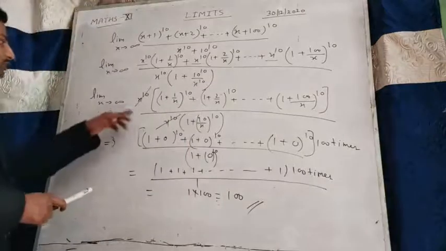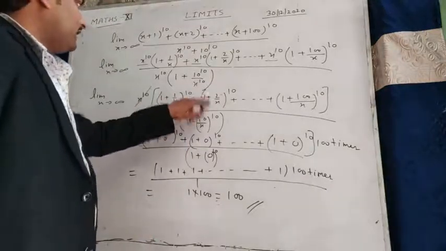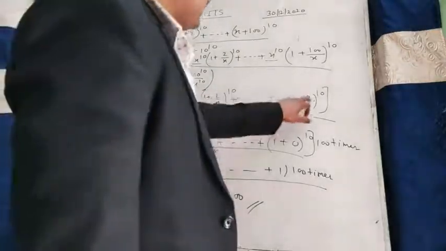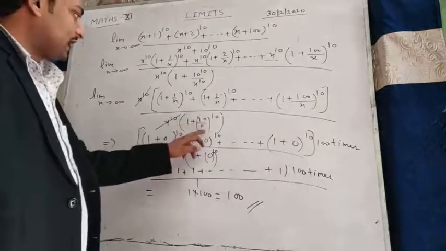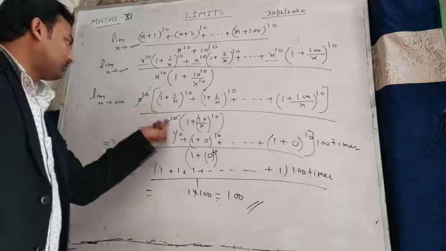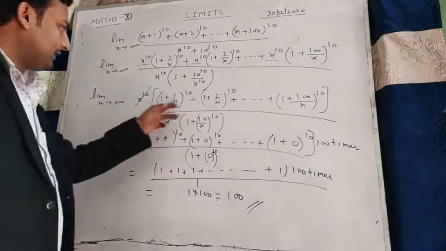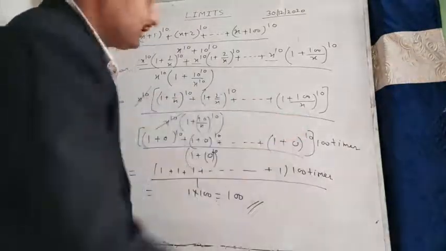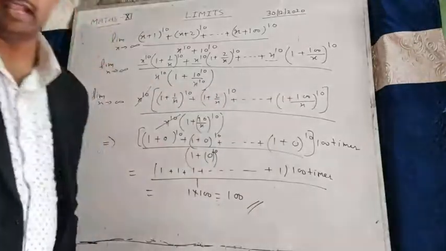Okay, now x to the power 10 outside, 1 plus 1 by x to the power 10, here 1 plus 2 by x to the power 10, plus dot dot dot, 1 plus 100 by x to the power 10, divided by x to the power 10, 1 plus 10 by x to the power 10. Here, student, we are seeing that x to the power 10 and x to the power 10 cancel. Now we are putting the limit, so here we are substituting infinity. This is 100 times, 1 plus 2 plus dot dot dot, 100 times.